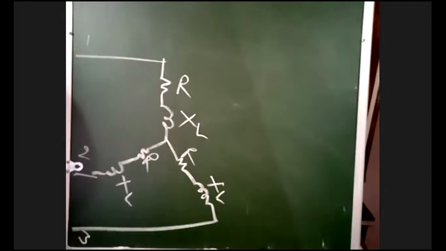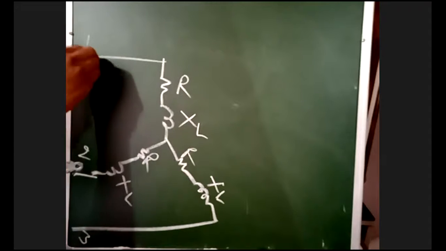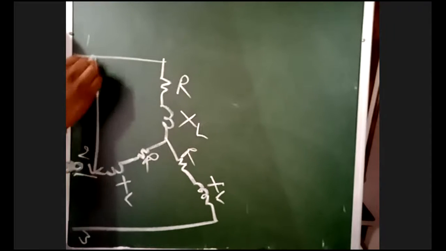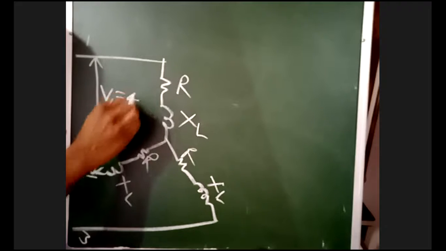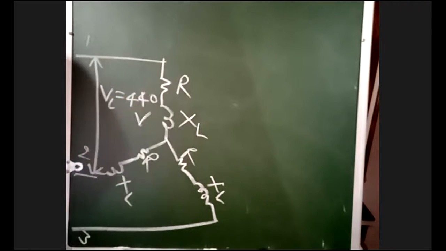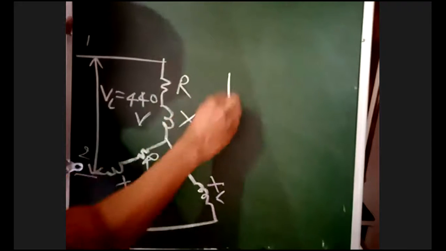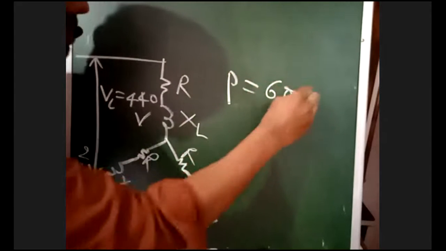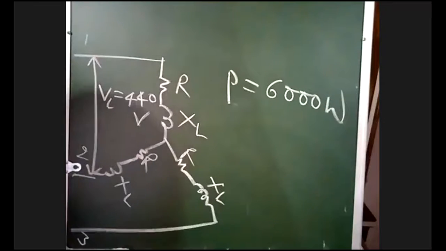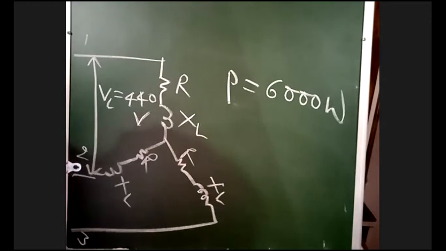This is the circuit, and the voltage he is giving is, always they will give line voltage in the problem, 440 volts. He is giving power. Power is 6 kilowatts. In the problem, he is giving line current or phase current.